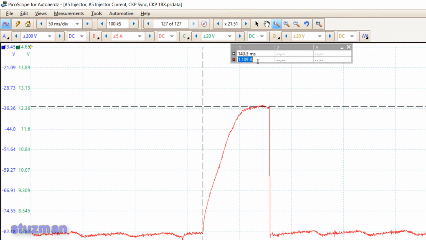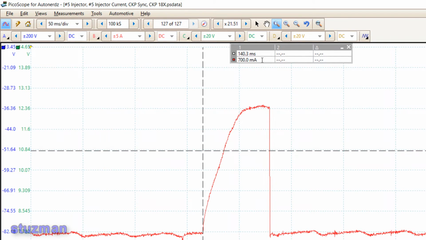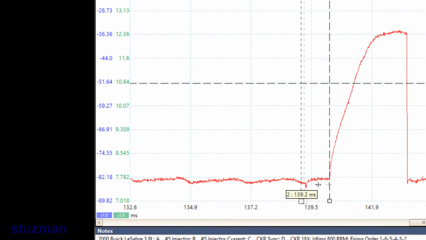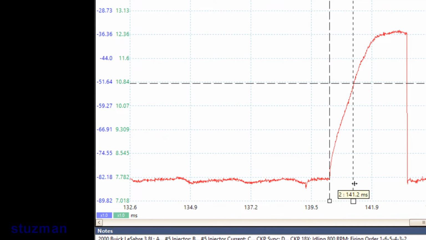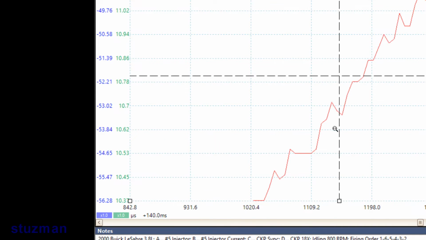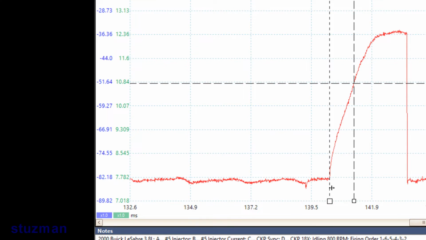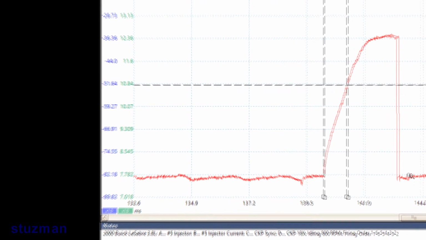I'm going to come up into here and type in 0.700 amps. Now there is our 63.2% of our current right there. Now I'm going to pull another cursor out and line it up right at that point. So I need to come over a little bit, and that's where we need to be. The time from the first cursor to this second cursor is going to represent our time constant for this fuel injector current.